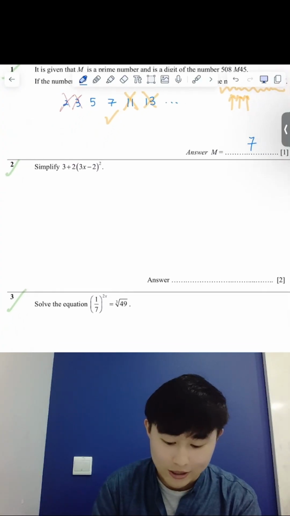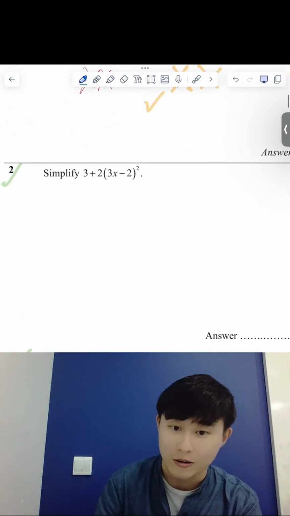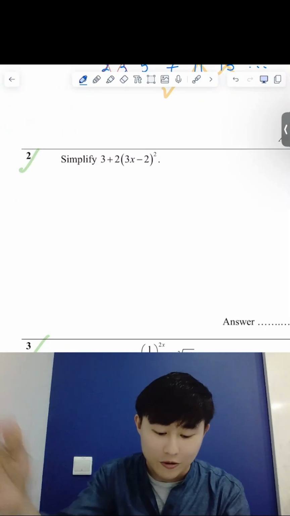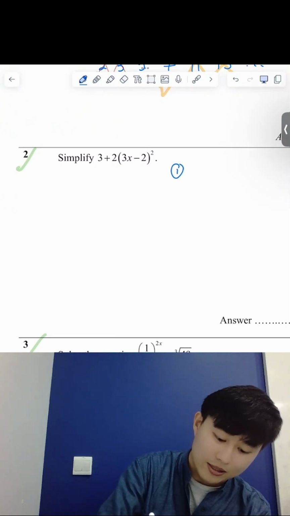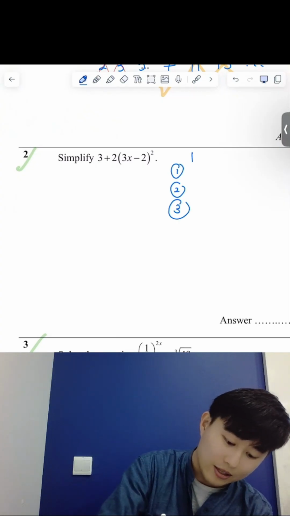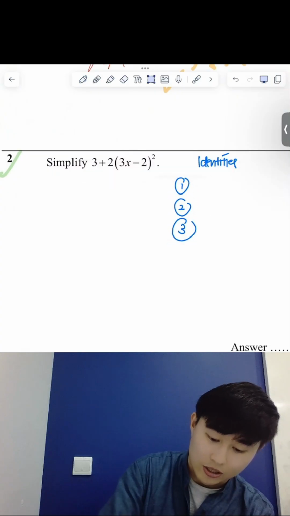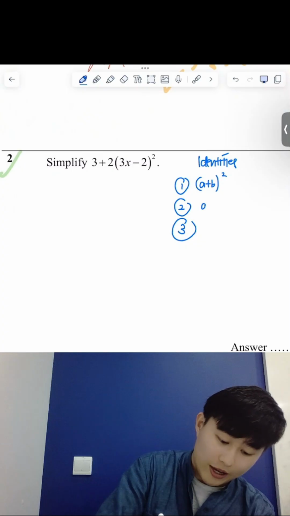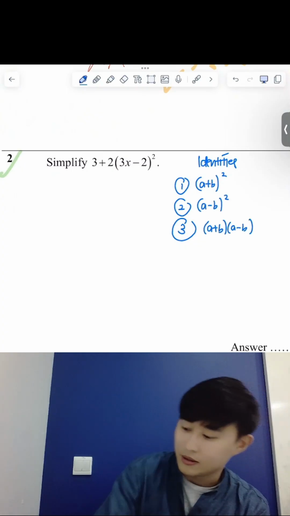Next question. This is a 2 marks question, so I need you to show me some sort of working. I'm going to zoom in a bit on the question itself. Simplify this. As part of revision, I want to revise a few important things. When you're in Sec 2, you learn algebraic identities. The first identity that you learn is a plus b squared. You also have a minus b squared, and then a plus b times a minus b.